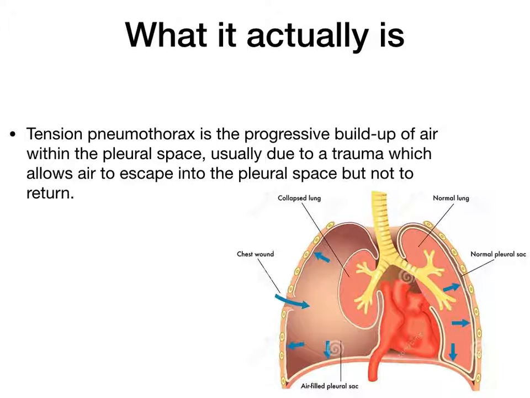Tension pneumothorax is the progressive buildup of air within the pleural space, usually due to trauma, which allows air to escape into the pleural space but not to return. It makes a one-way valve where air can go in but cannot come out. Rapidly increasing pressure shifts the mediastinum and deviates the trachea to the opposite side. The increase in intrathoracic pressure decreases venous return, hence a decrease in cardiac output.